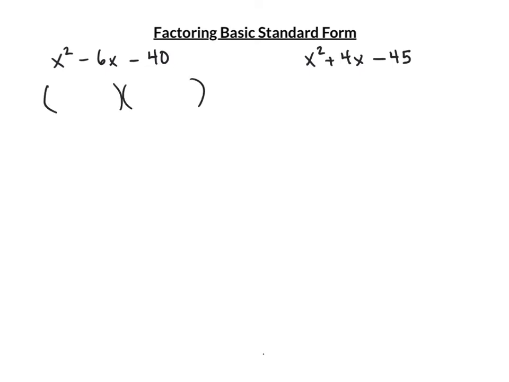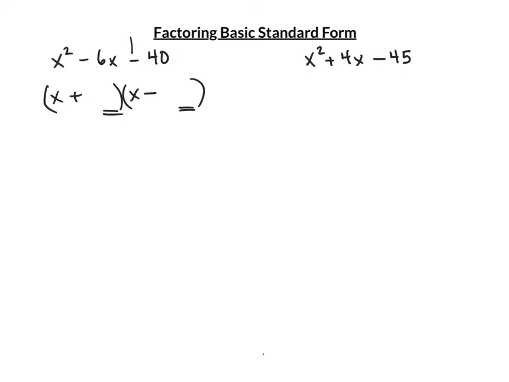Let's factor this one. X times x is x squared. This number times this number is negative 40. If two numbers multiply to a negative, one's got to be positive, one's got to be negative. And you could go minus plus instead of plus minus, but you got to put the numbers in the right spot. It will matter here because the signs are different. I need two numbers that multiply to negative 40, and they will add to negative 6.